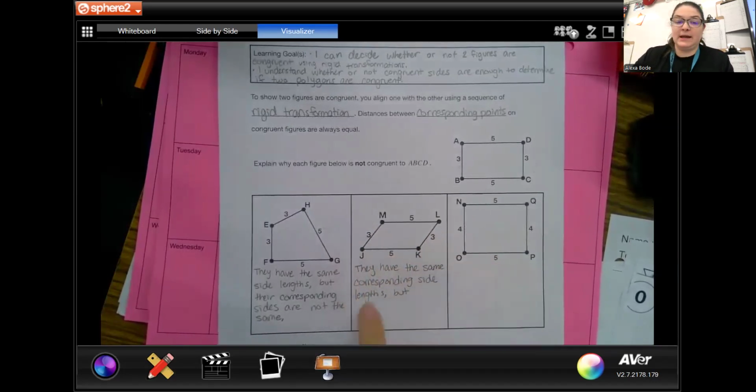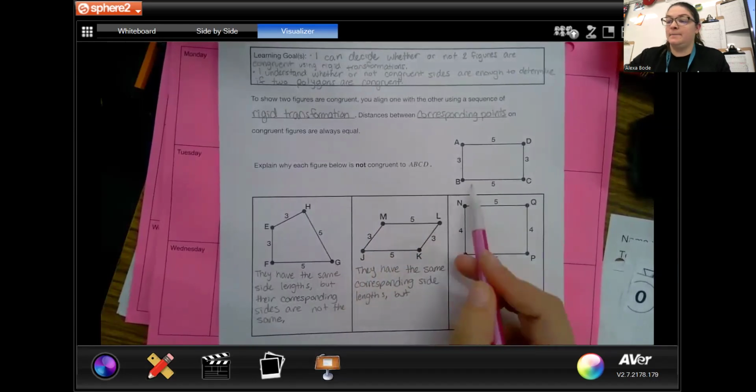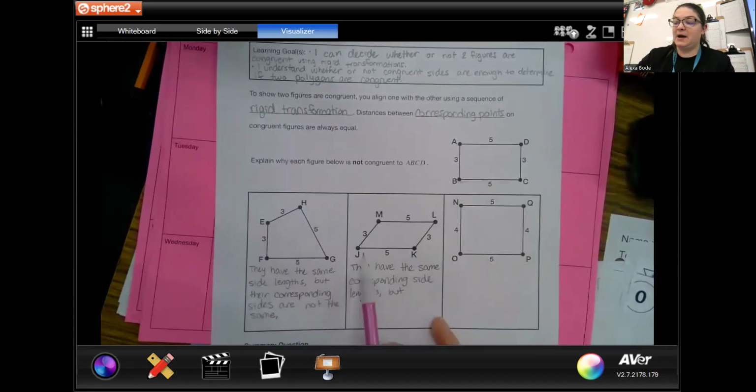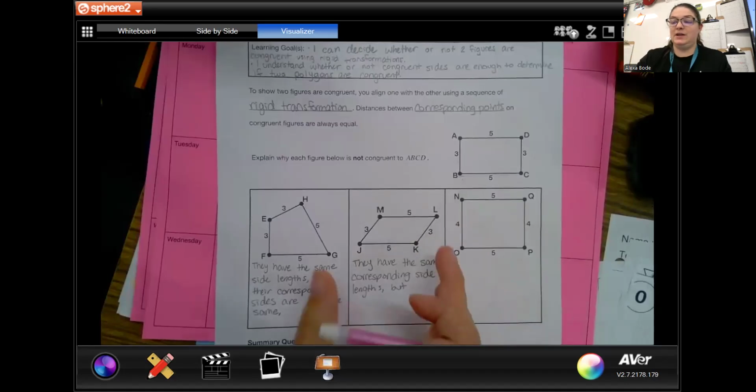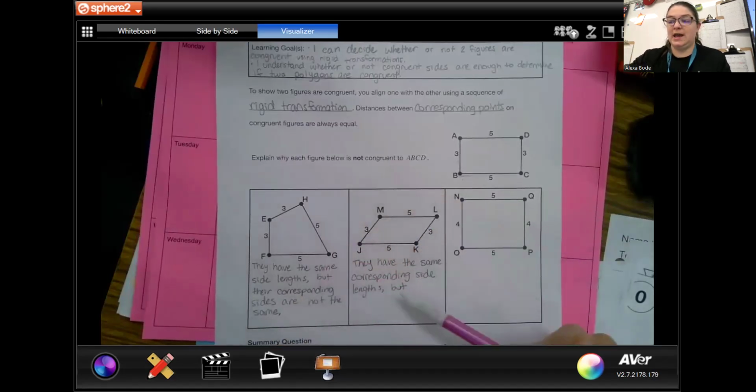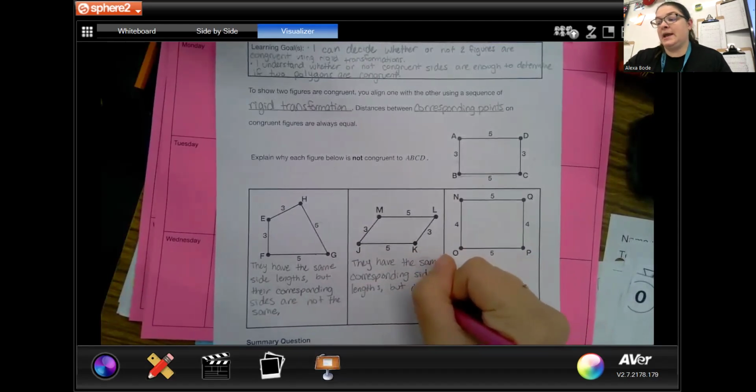but, and what I mean again by corresponding side lengths, BC would correspond with JK here. They are in the same spot. And even if this was rotated, JK would still match up with BC. Anyways, but different corresponding angles.